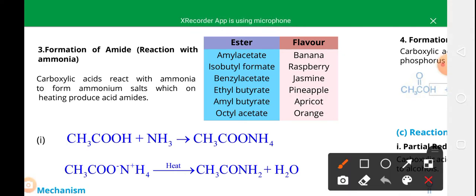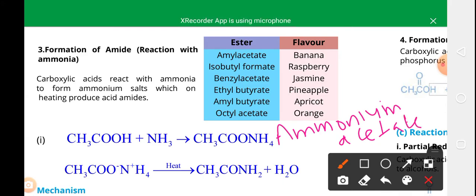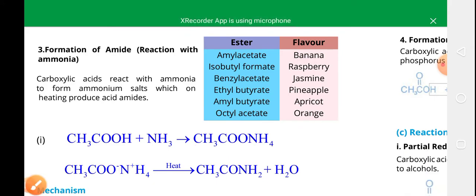The reaction is acetic acid with ammonia gives ammonium acetate. This is ammonium acetate salt. Now heat ammonium acetate, dehydration takes place and acetamide is formed.